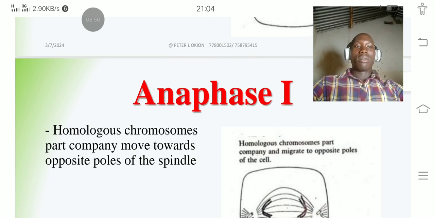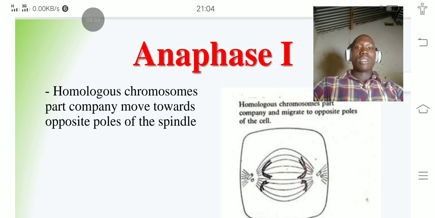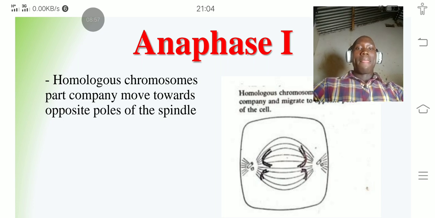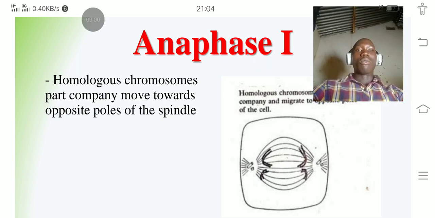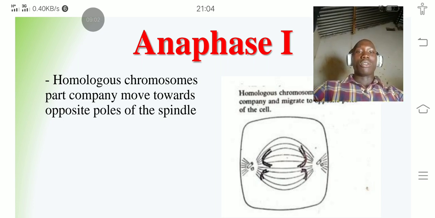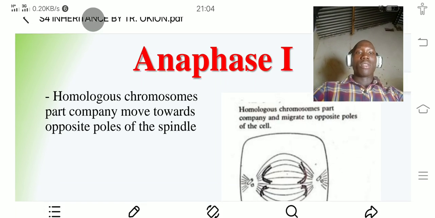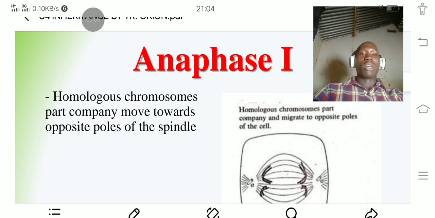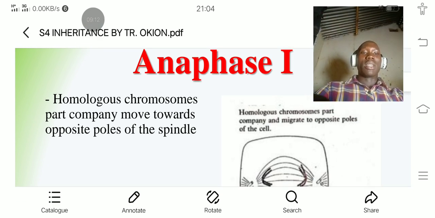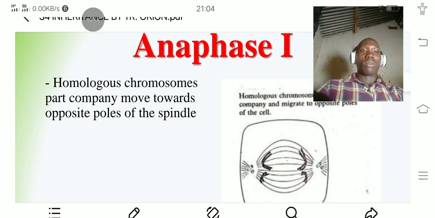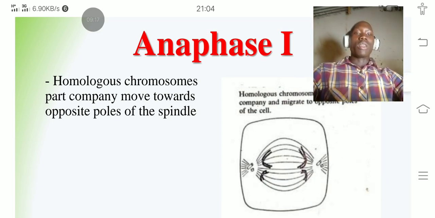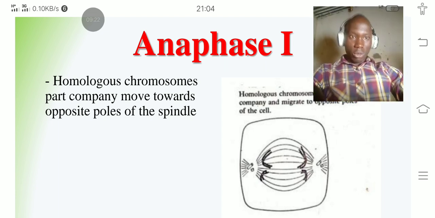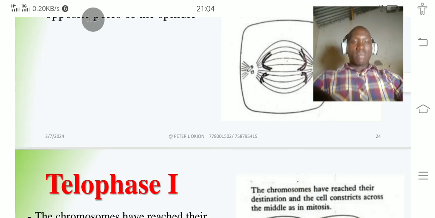In anaphase 1 of meiosis, homologous chromosomes part company and move towards opposite poles of the spindle. These homologous chromosomes part company and migrate to the opposite poles of the cell. So they move from the equator back to the opposite poles of the spindle.